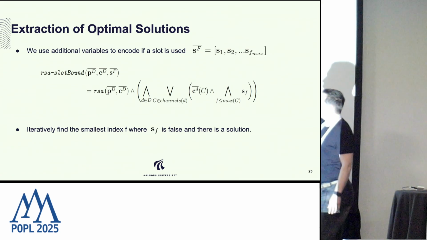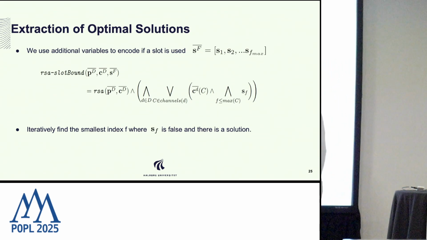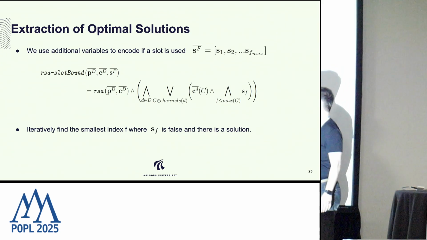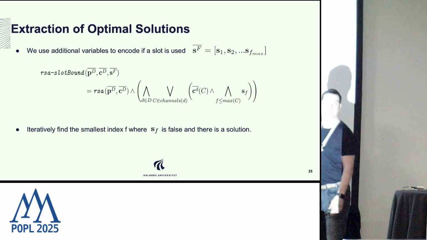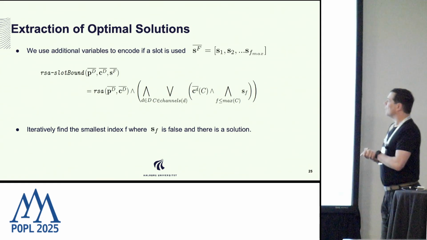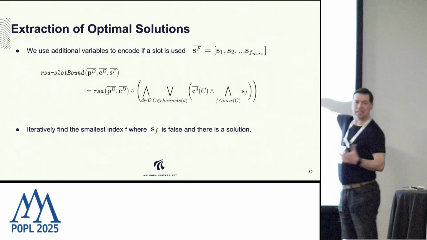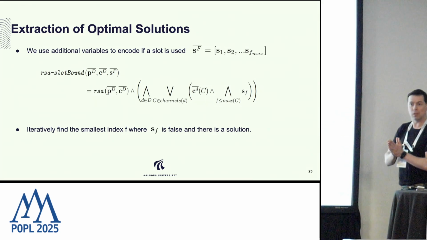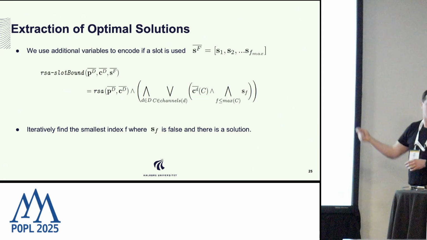And to the RSA, we conjunct that for every demand over all channels, if we encode that channel on that demand, then we have to set all the variables SF that are smaller than the maximum slot in that channel. We have to set them to true. And now the question is simply, what is the smallest BDD like that has a solution and some of the SF is false? Let's find the smallest slot that we can set this variable to false and it still has a solution. And we can do some binary search and relatively quickly find the optimal solution in this way.